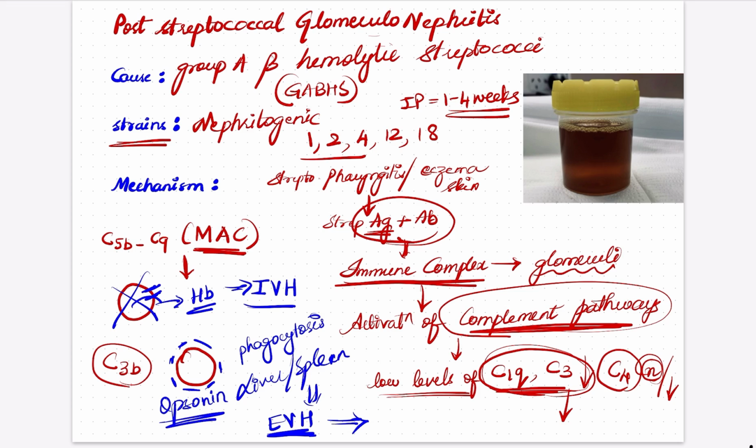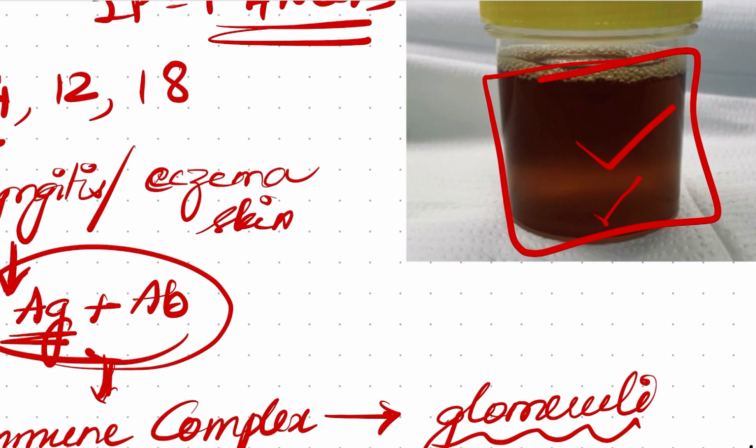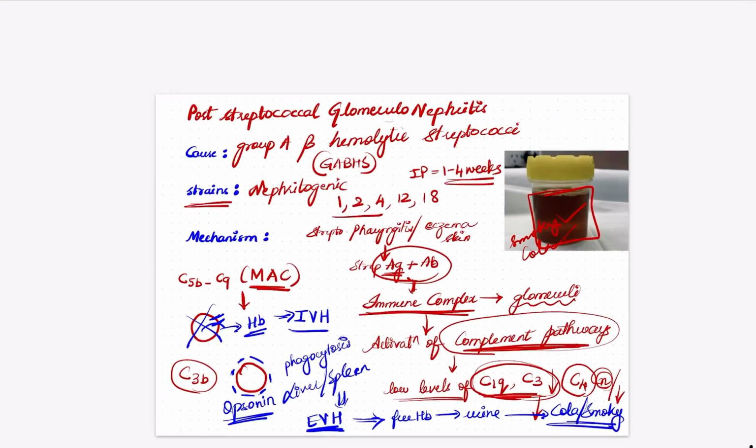That is the reason why the RBCs are lysed and free hemoglobin passes out in urine, giving a cola color or the smoky urine. This is the pathogenesis behind this post-streptococcal glomerulonephritis. The final output is the cola-colored urine. Like a Coca-Cola drink, the urine color is similar to Coca-Cola. Hence the name smoky or cola-colored urine.